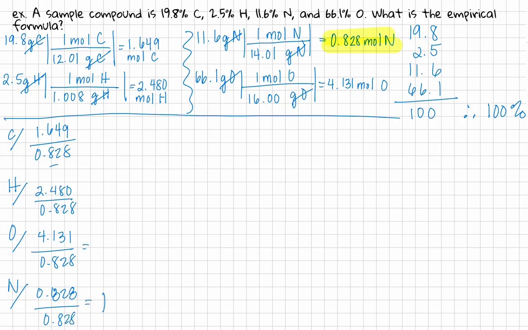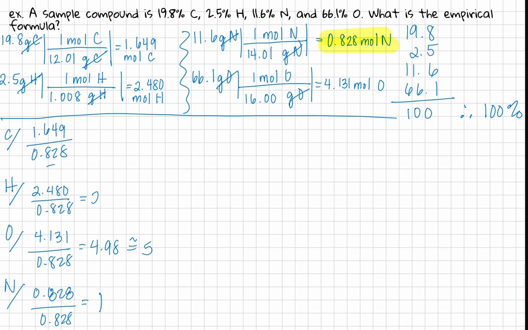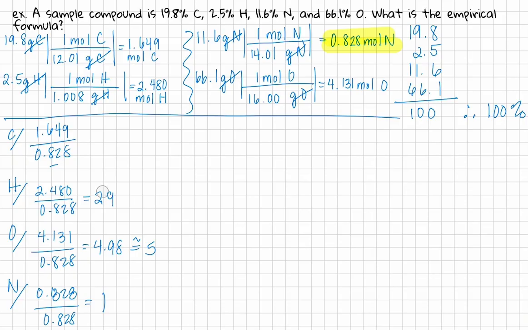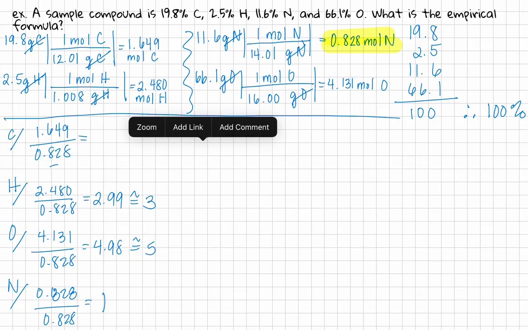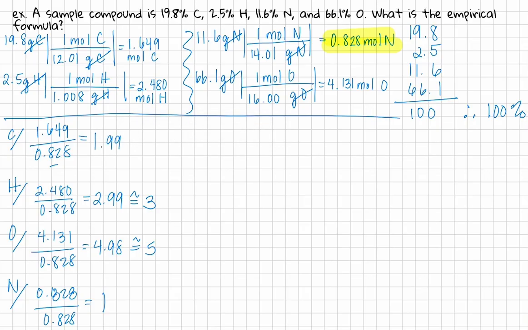That's the easiest one. For oxygen, when you do the math, it comes out to 4.98, which you can round up to 5. For hydrogen, it comes out to 2.99, which we can round up to 3. And then for carbon, it comes out to 1.999, which we can round up to 2. So, therefore, the empirical formula is C2H3O5N. Yes.